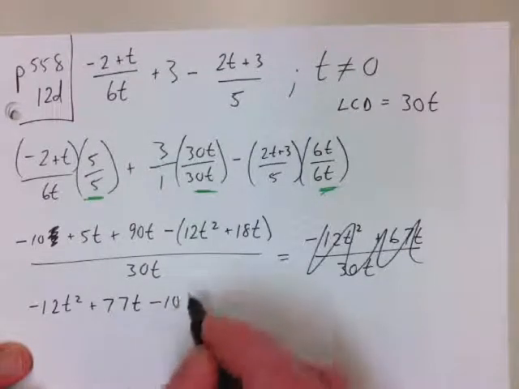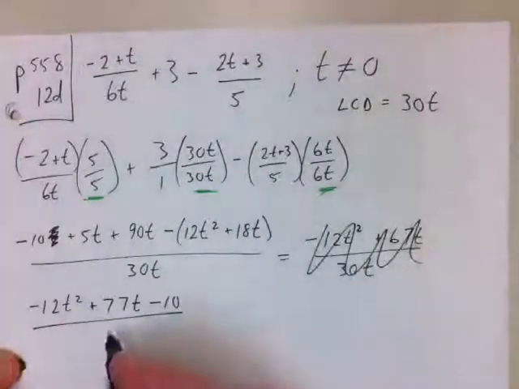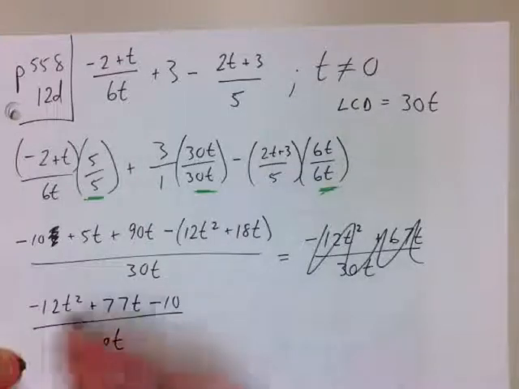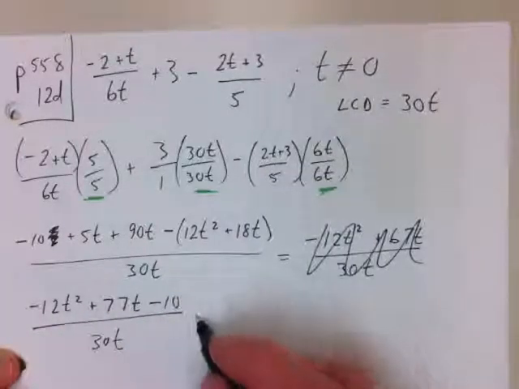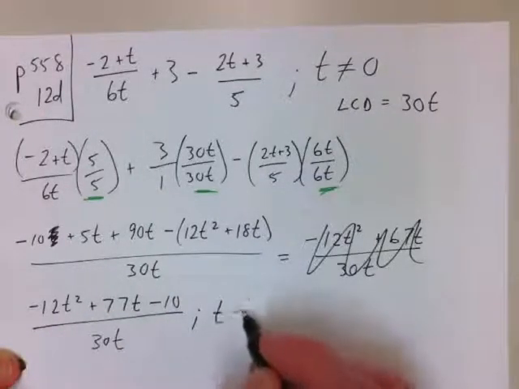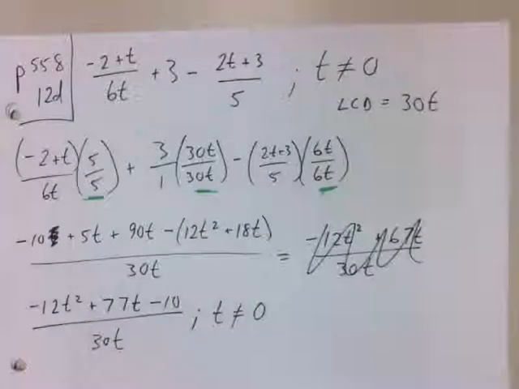minus 10. I thought we were going to be able to cancel something. We aren't. If we factor this, we still won't be able to cancel anything here. Remember that t cannot equal 0, and you're done. 12D. Hopefully that makes sense.